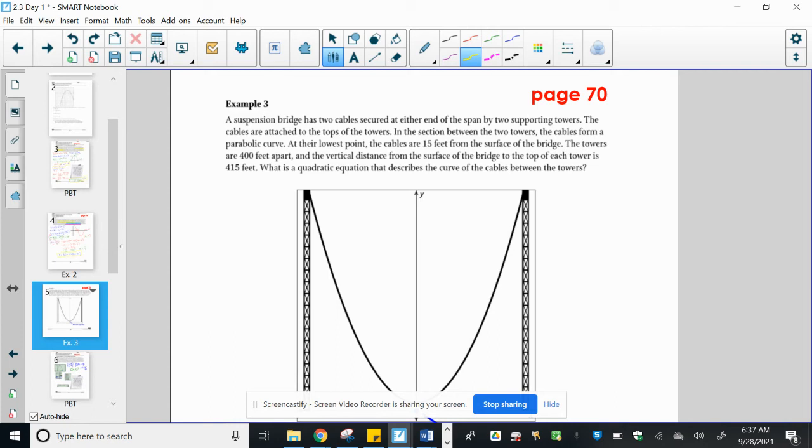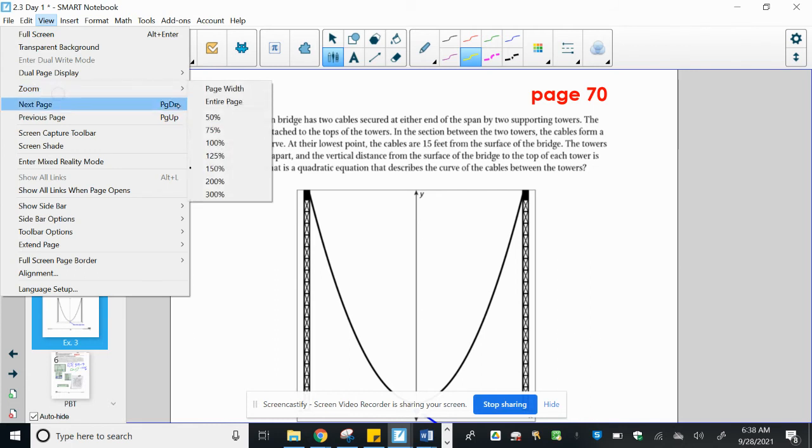At their lowest point, the cables are 15 feet from the surface of the bridge. The towers are 400 feet apart. And the vertical distance from the surface of the bridge to the top of the tower is 415 feet. Okay, so let's read that again. Vertical distance from the surface of the bridge to the top of the tower is 415 feet. What is the quadratic equation that describes this curve?